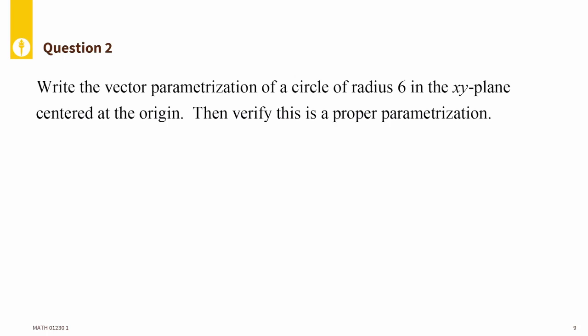Now, at this point, we don't need to worry about parametric equations because we can just write it as a vector parameterization. So write the vector parameterization of a circle, radius 6 in the xy plane, centered at the origin, and then verify that this is a proper parameterization.